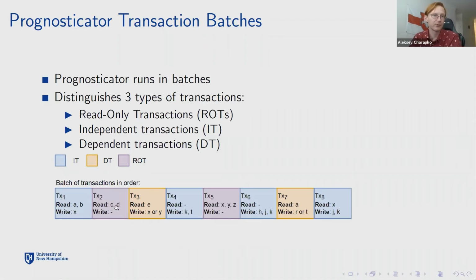Transaction 2, in this case, is a read-only transaction. Transaction 3 is a dependent transaction where we read some key E, and based on this key, we'll either write X or Y, right? And there are a couple more transactions like this.